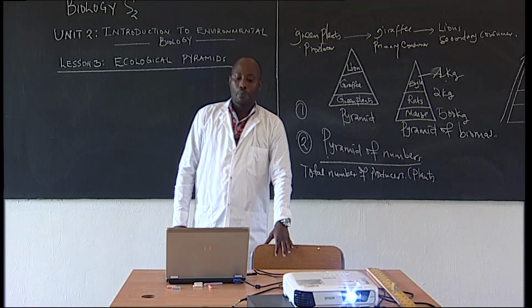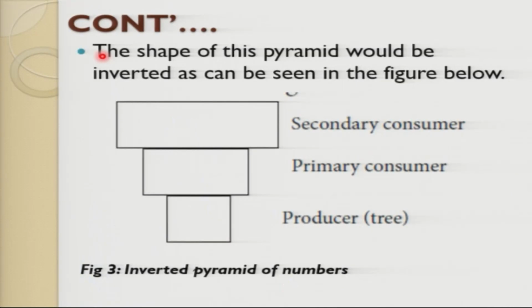The shape of this pyramid would be inverted. I'm trying to invert it, as can be seen in the diagram below. Okay? We have producers, which have a smaller size.